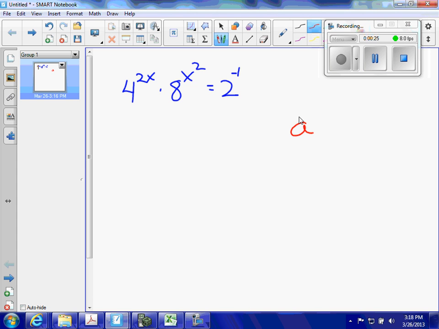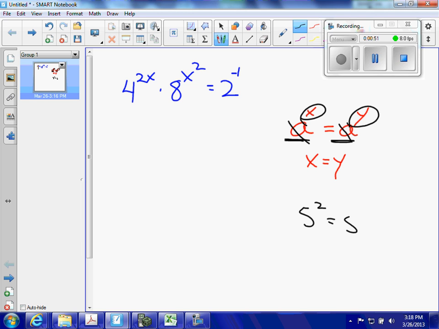One you want to remember is that if a to the x is equal to a to the y, then x equals y. In other words, when I'm trying to solve an equation, if I can get the same base, I can get rid of the bases altogether and just deal with the exponents. It's like saying, if 5 squared is equal to 5 to the x, you know that x is equal to 2.